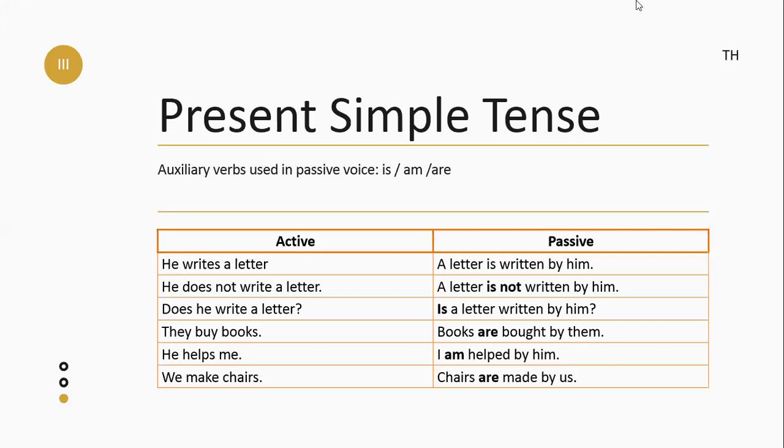Then if you look at the other example, he helps me and I am helped by him. Okay, so let's look at the other example here. We make chairs. So we interchange the subject and the object. The object is chairs in active voice, so it comes to the front, and then chairs are made by us. Okay, so that is how we make passive voice sentences in simple present tense.